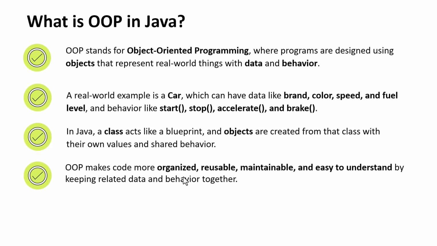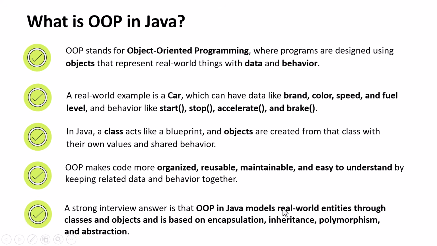Another important interview point is that OOP in Java is built around four core principles: encapsulation, inheritance, polymorphism, and abstraction. These principles help developers design flexible applications that are easier to extend, test, and maintain over time. So the best interview answer is this. OOP in Java is a programming approach where software is designed using classes and objects so that real-world entities can be modeled with data and behavior in an organized, reusable, and maintainable way.